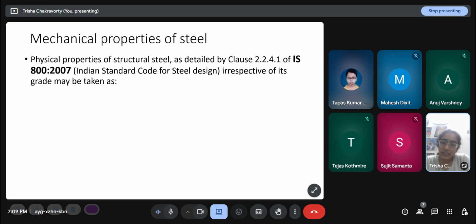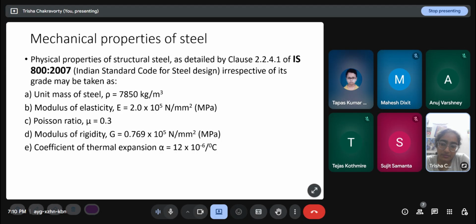Mechanical properties of steel. Physical properties of structural steel, as detailed by this clause of IS 800 2007, which is the Indian Standard Code for Steel Design, irrespective of its grade, may be taken as fixed at these five values: the density, the Young's modulus, Poisson's ratio, the bulk modulus or modulus of rigidity, and the coefficient of thermal expansion. So these five are considered mostly constant, whatever the grade of steel be. But these factors we generally don't directly need in most common designs.